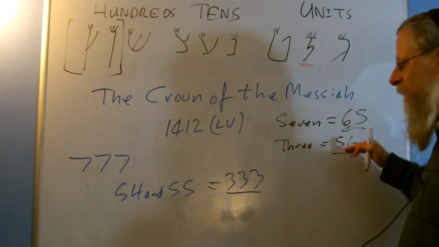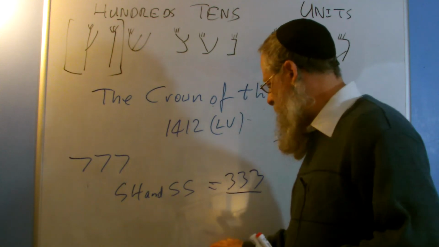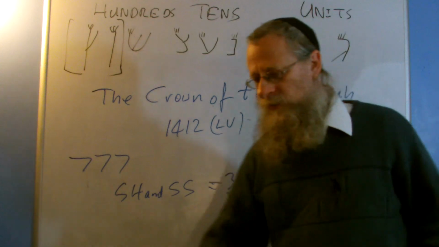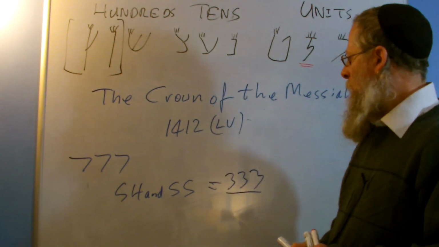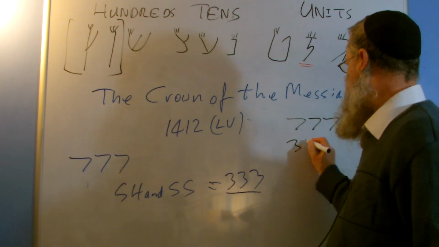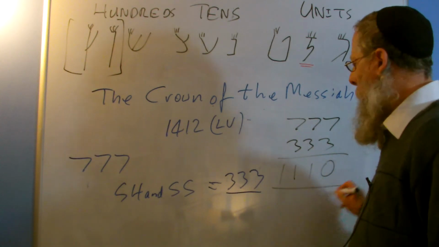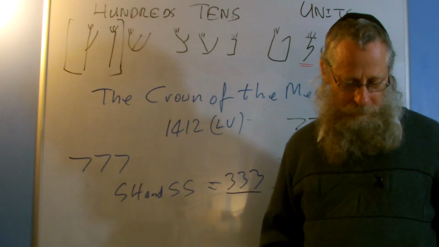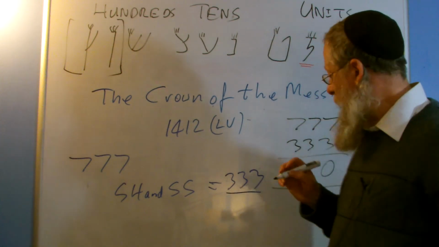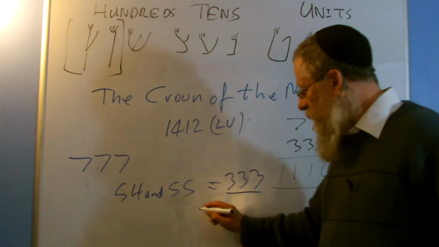So again, we see there's a sort of connection between these numbers. There's much more to be said about that, perhaps on another occasion. And you'll see things like this in my books as well. So if I now add 777 plus 333, I'll get 1110. Okay?